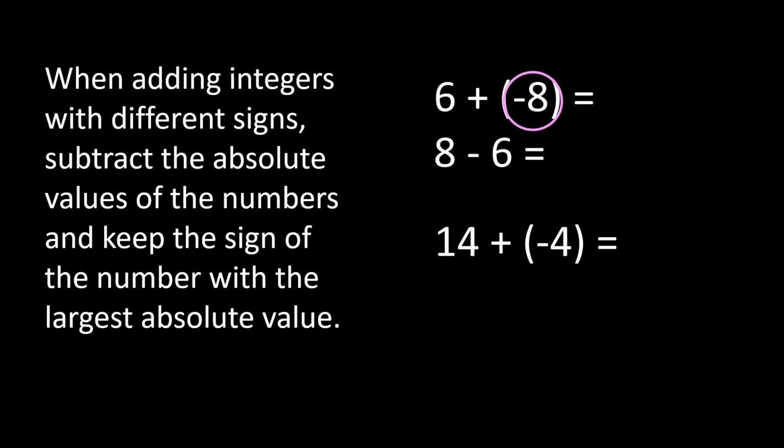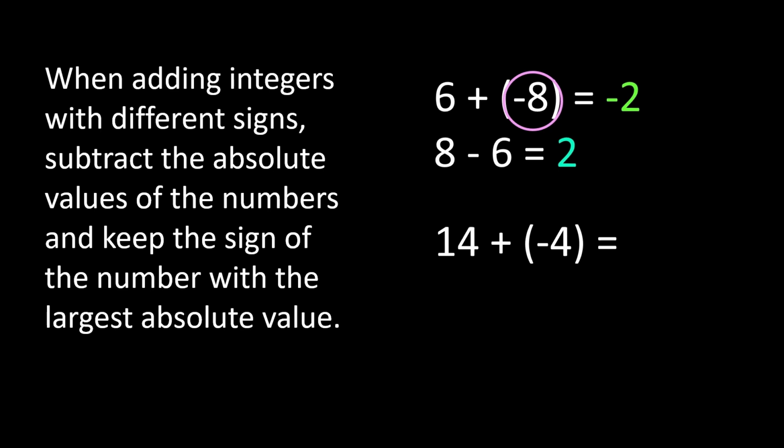You will be subtracting the absolute values and we'll have 8 minus 6. 8 minus 6 is 2. You keep the sign of the number with the larger absolute value, in this case -8, which makes 6 plus -8 equal -2.